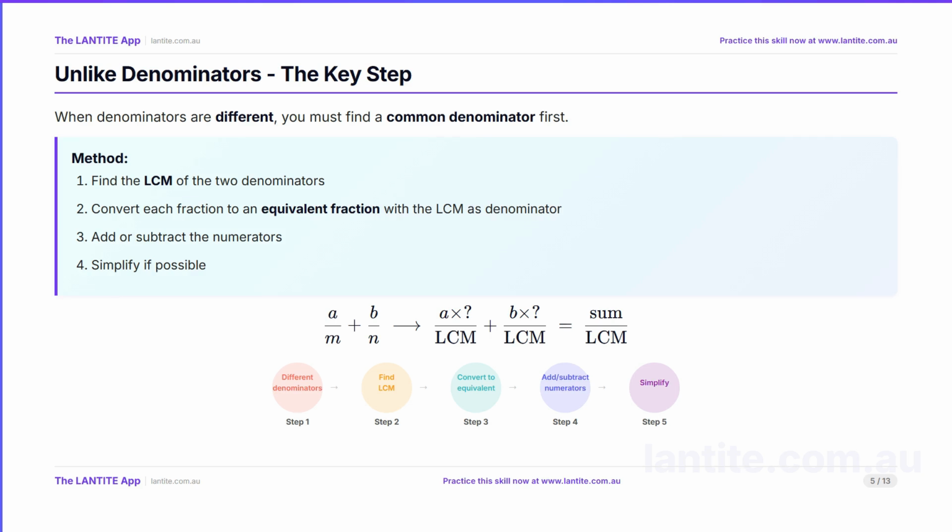Now for the trickier case. When the denominators are different, you cannot just add the numerators directly. You need a common denominator first. The process has 4 steps. Find the lowest common multiple of the denominators. Convert each fraction to an equivalent fraction using that LCM, then add or subtract the numerators, and finally simplify your answer. Let us see this in action with some examples.